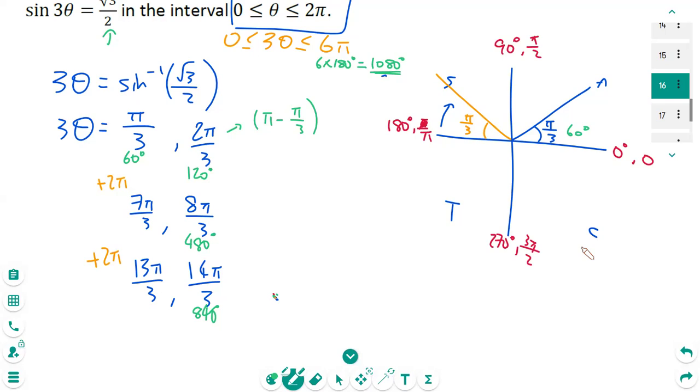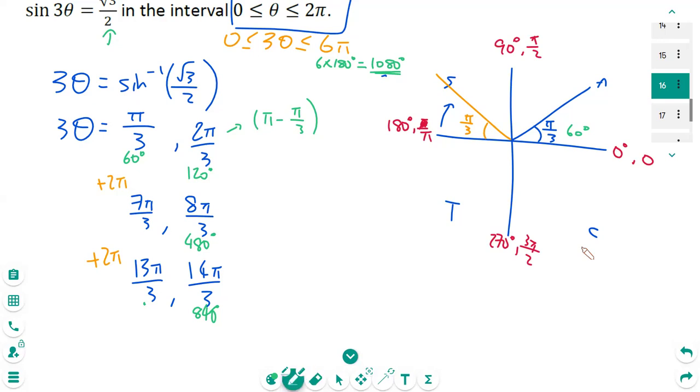Now, what about 13 pi over 3? You can either change it into degrees, or you can just add 2 pi to 13 pi over 3. You get 19 pi over 3. Which is 19 over 3 times 180. That's 1,140. So that's going to be beyond 1,080 degrees again.